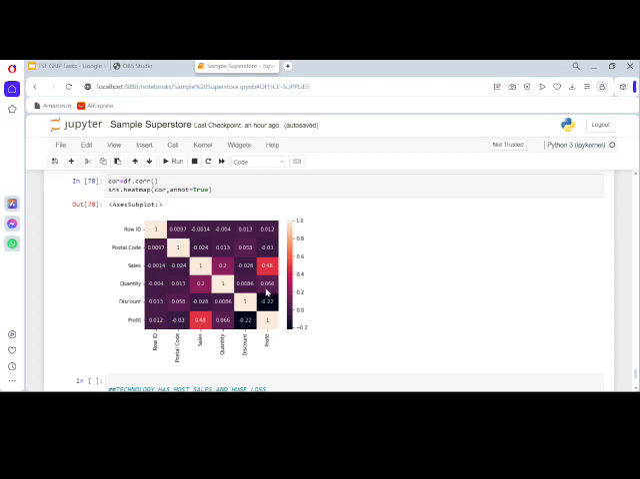What we can infer from here is that these two have a very less correlation and do not depend on each other. But the sales and profit has a correlation of 0.48. It means they depend heavily on each other. More the sale, more the profit.